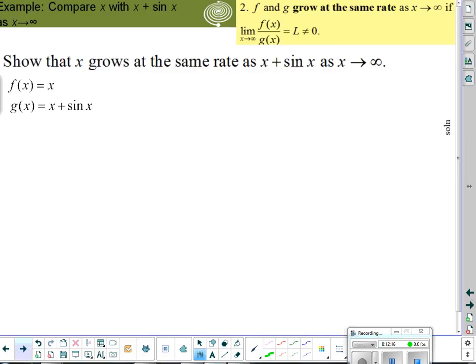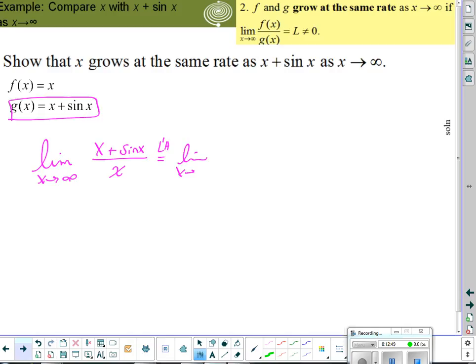Let's do a comparison of x with x plus sine of x. And we can set it up either way. I think I'm going to make g of x my top function. So the limit as x goes to infinity, we would have x plus sine of x divided by x. I would get infinity over infinity, wouldn't I? And I could use L'Hopital. Why not? Let's use L'Hopital. So we would get the limit as x goes to infinity of 1 plus cosine of x divided by 1.